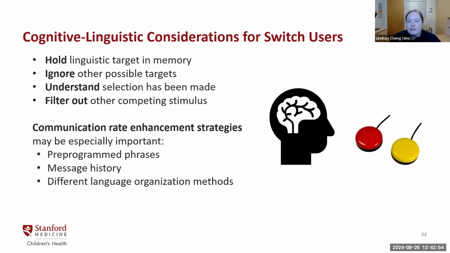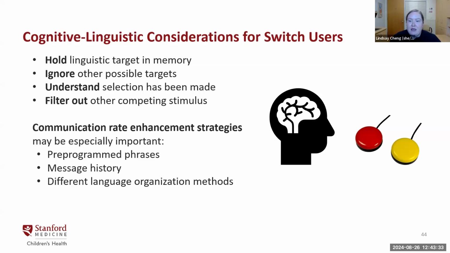For cognitive and linguistic considerations for switch users, we're going to see some common crossovers with eye gaze, but it's still a good reminder. So holding linguistic targets in memory while they execute the motor movement. So remembering what their message is and not getting distracted with the motor act itself. For example, if they use two switch scan and they have to move with one switch through multiple rows and columns of vocabulary and multiple pages to get to a frequently used target, that is a significant demand. They have to move towards an intended target while ignoring other possible targets. So this is similar to the example for eye gaze.